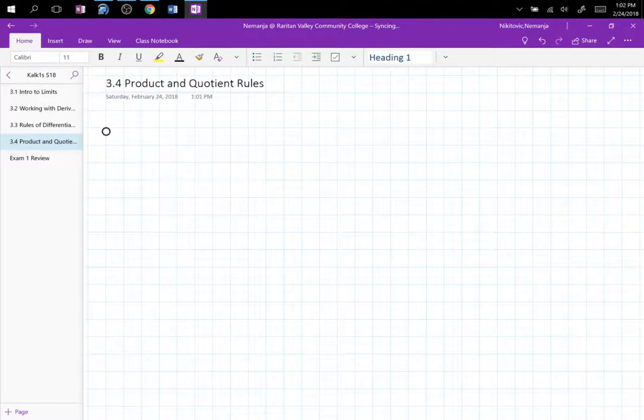Hello and welcome back to Calculus 1. Section 3.4, product and quotient rules. It's a very short section, 2 formulas. And that's it.